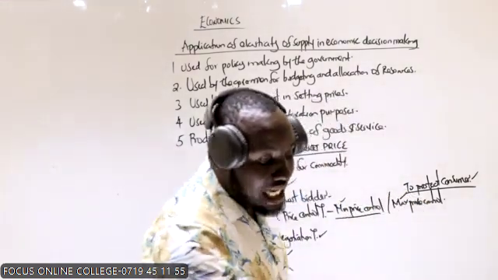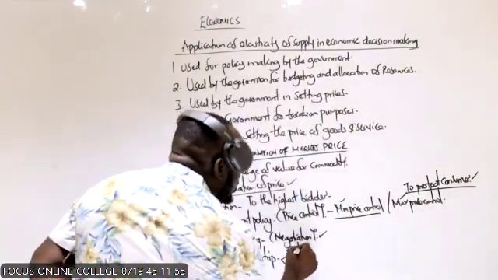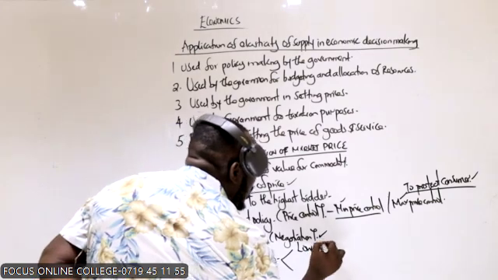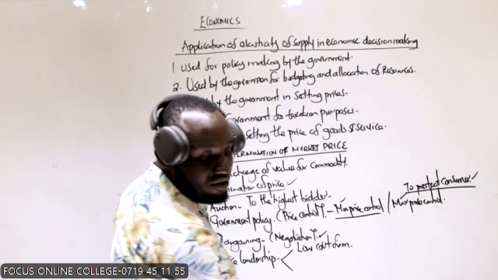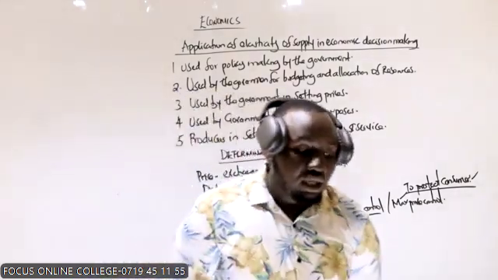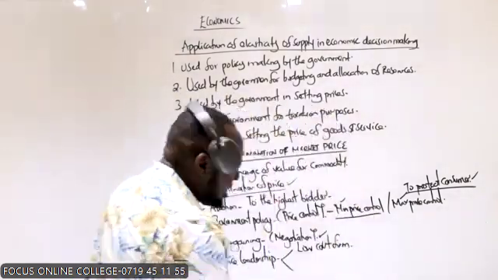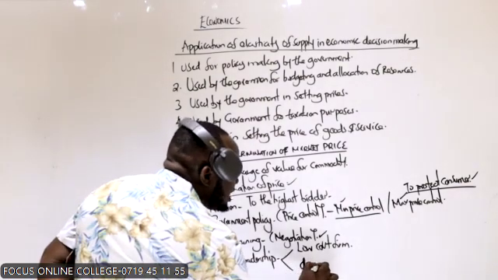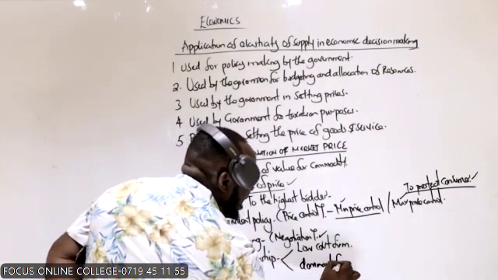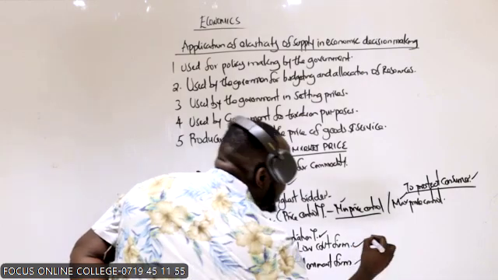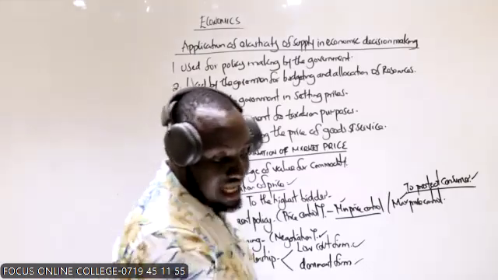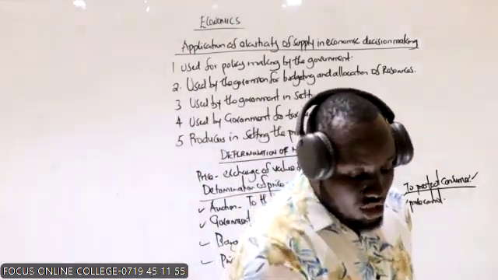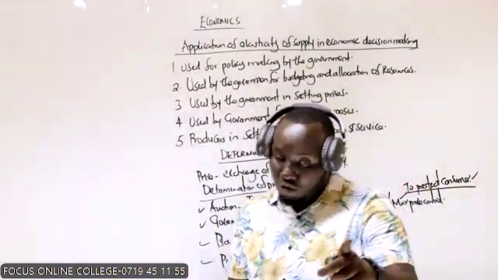We are able to achieve price leadership through what we call the low-cost firm, or the dominant firm. When you are a dominant firm, you are able to dictate the price. These are ways that we are able to achieve price leadership.